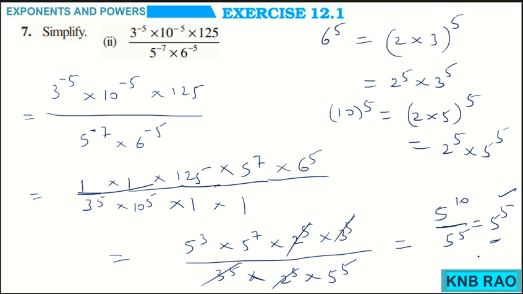With this, all the questions of exercise 12.1 are over.